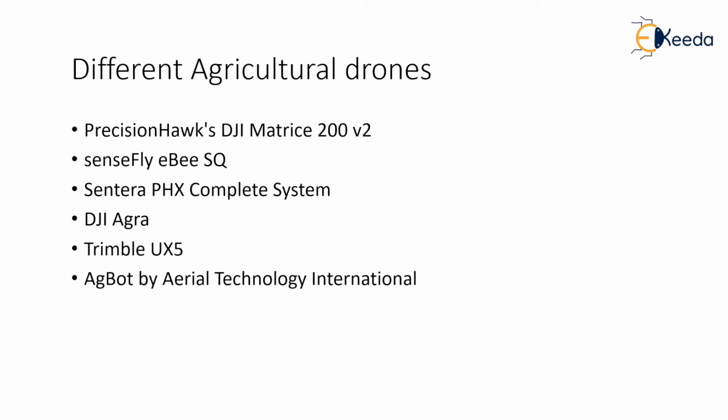What are the different types of drones that are already present in the market? Some of the agricultural drones are given as follows. First is the Precision Hawk, DJI Matrice 200, FlyEV SQ, Entera PHX Complete System, DJI Agras, which is one of the most well-known systems, Rimble UX5, and Agbot by Aerial Technology International.